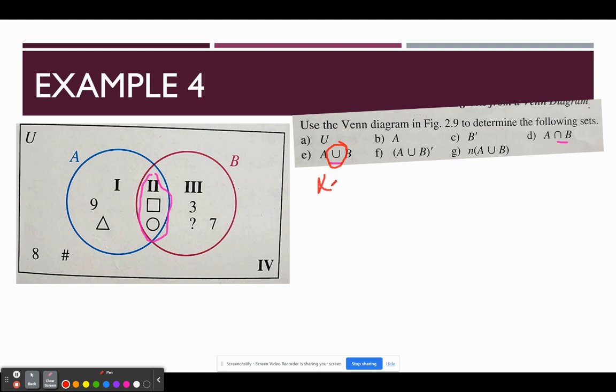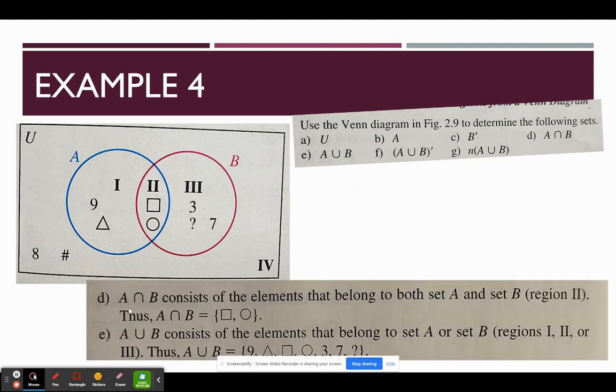So remember, we're using or here. We're using and when we see this symbol. So that being said, we have the intersection of set A and B consists of the elements belonging to both sets. So that's part 2 here, the square and the circle. Whereas the union, I think I said that wrong, sorry. That's the intersection. Intersection and then union. So here's union, there's intersection. So the union of both is all of it. So it's the 9, the triangle, the square, the circle, the 3, the question mark, and the 7.